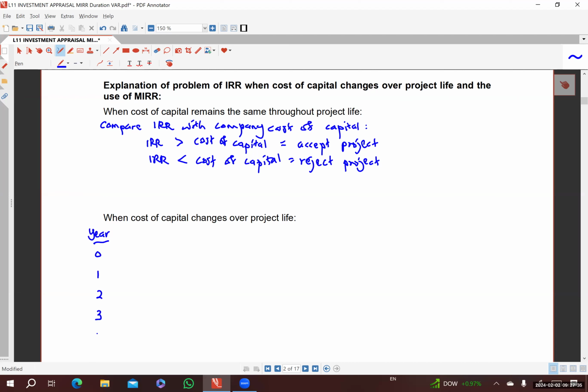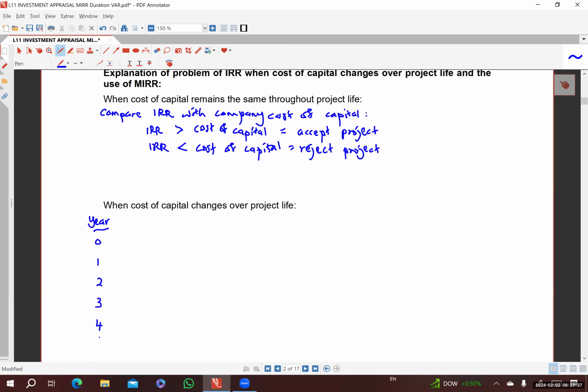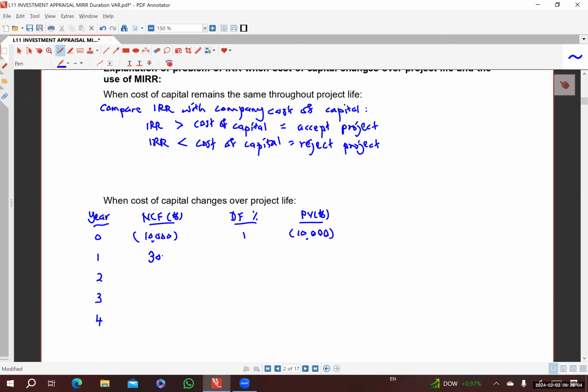Suppose we take 4 years. Let's take the net cash flow. Say 10,000 outflow now. The discount factor for year 0 is always 1, so the present value is still 10,000. Let's say in the first year we have 3,000. Suppose the discount rate in the first year is 8%, so it's 1 divided by 1.08.